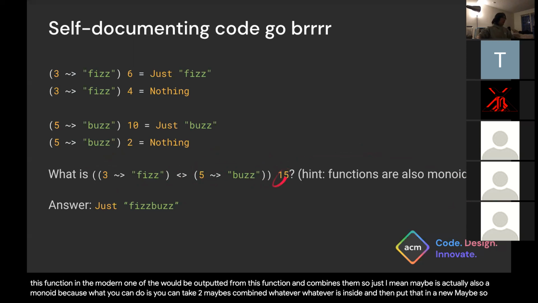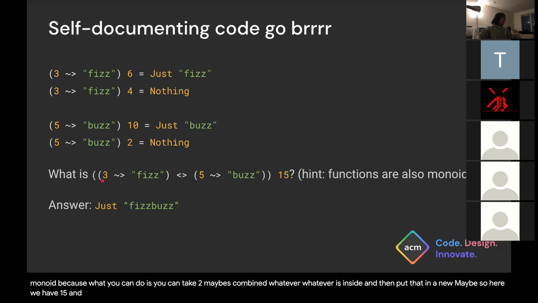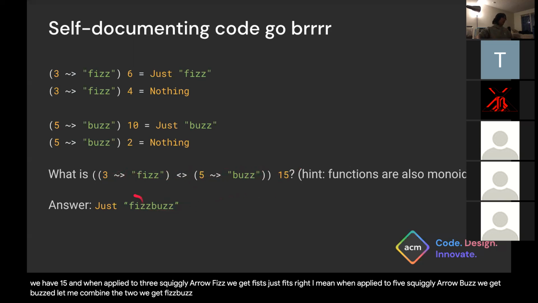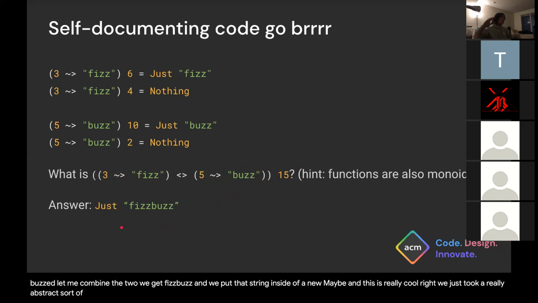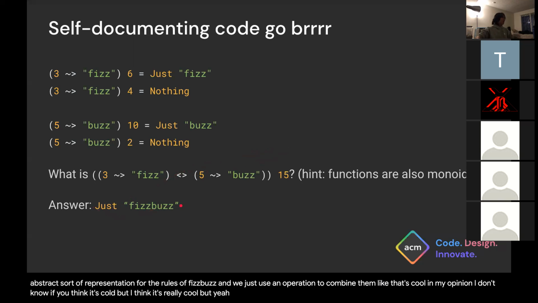So here we have 15. When applied to 3 squiggly arrow fizz, we get just fizz, right? And when applied to 5 squiggly arrow buzz, we get just buzz. When we combine the two, we get Fizzbuzz, and we put that string inside of a new maybe. And this is really cool, right? We just took a really abstract representation for the rules of Fizzbuzz, and we just used an operation to combine them. That's cool, in my opinion. I don't know if you think it's cool, but I think it's really cool. But yeah, we're going to use this in order to complete our Fizzbuzz function.